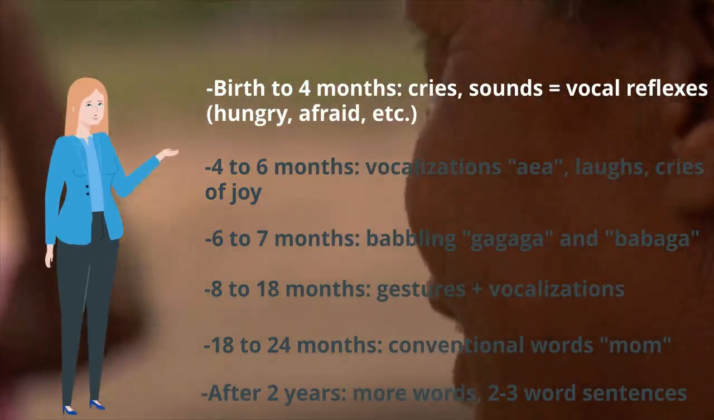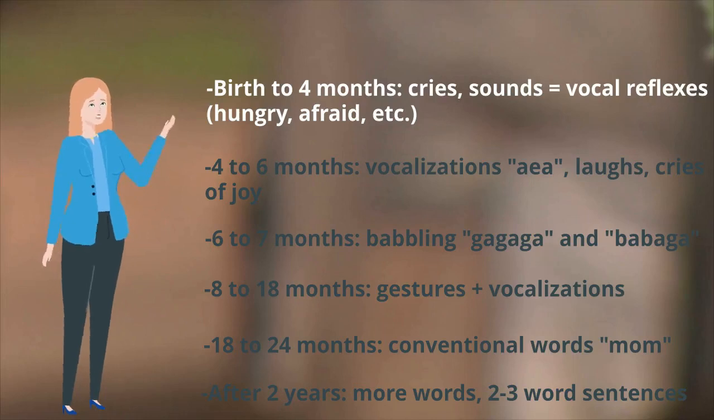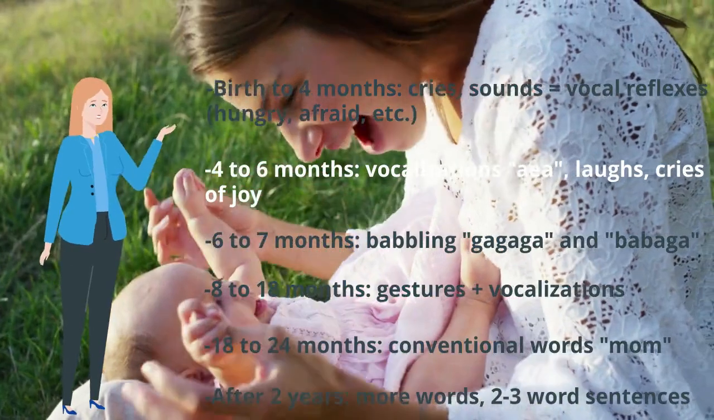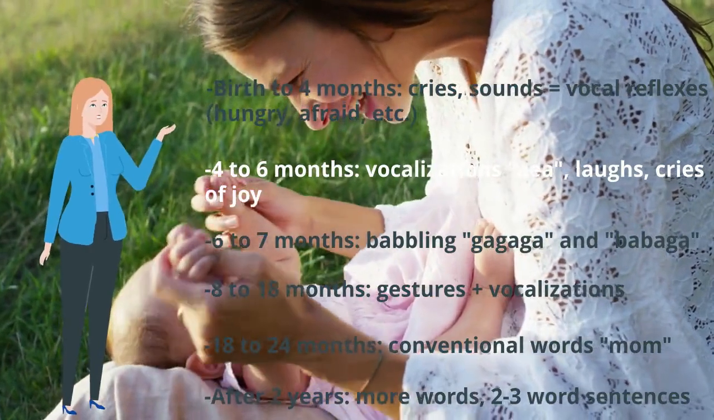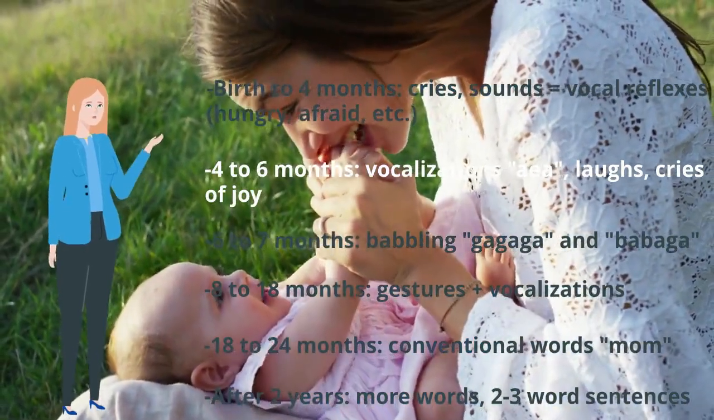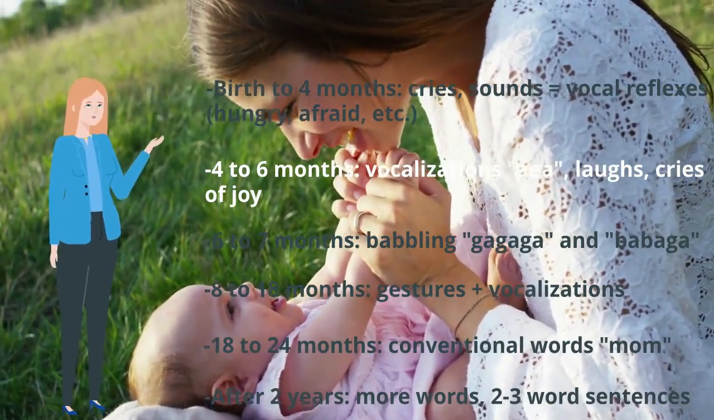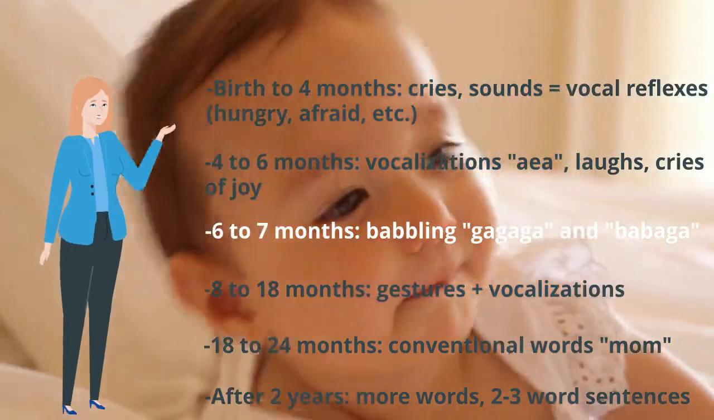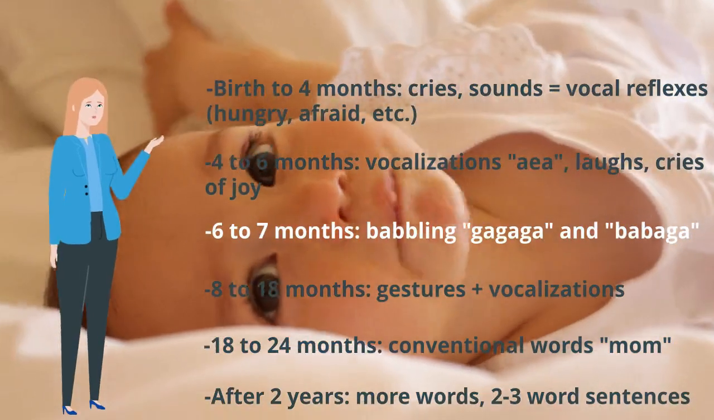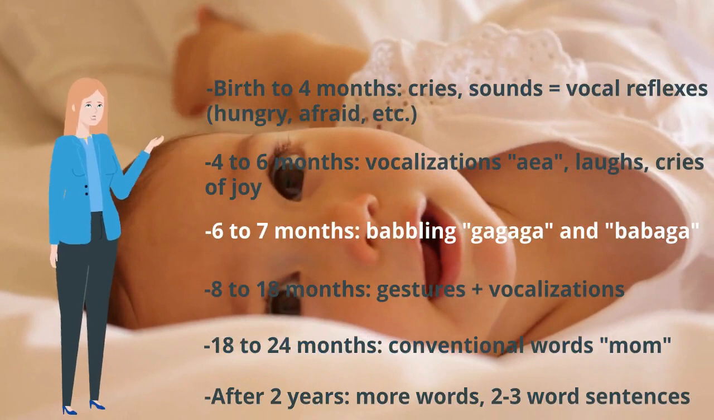From birth to 4 months, your baby produces cries or sounds which are vocal reflexes, indicating that they're either hungry, afraid, etc. Between the ages of 4 and 6 months, your child is now producing vocalizations, or sounds made by the mouth, using vowels like I-A. This is also where we will see your child produce their first laughs and cries of joy. At around 6 to 7 months, we will see your child produce what is called babbling, which is repeated sounds like ga-ga-ga and ba-ba-ga.